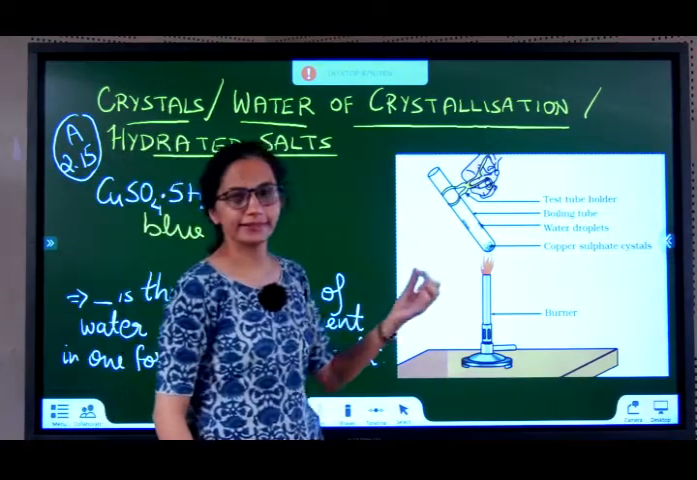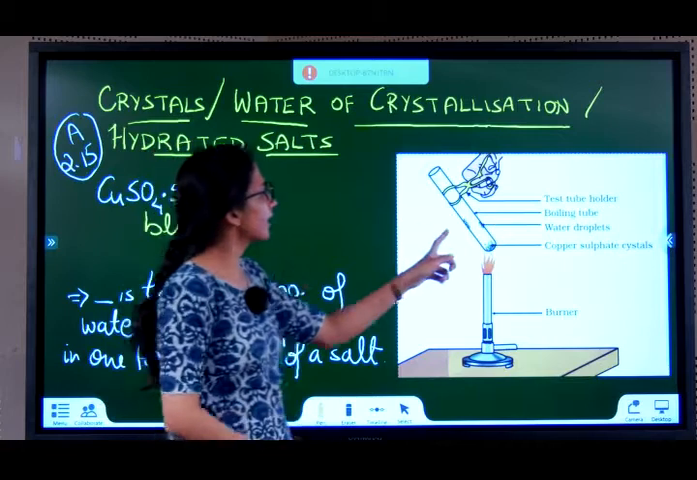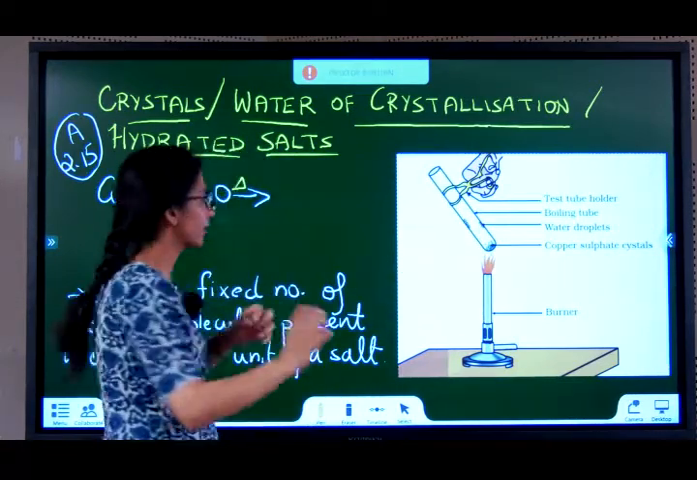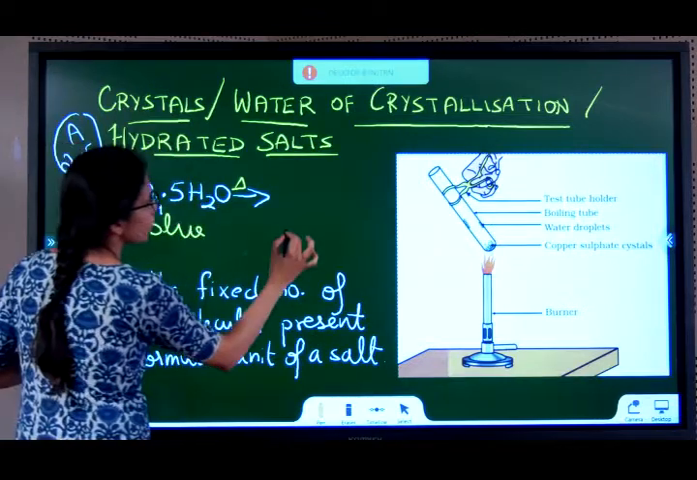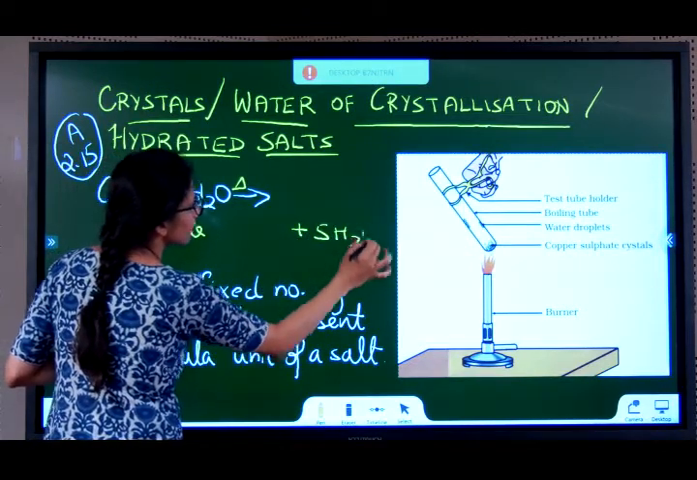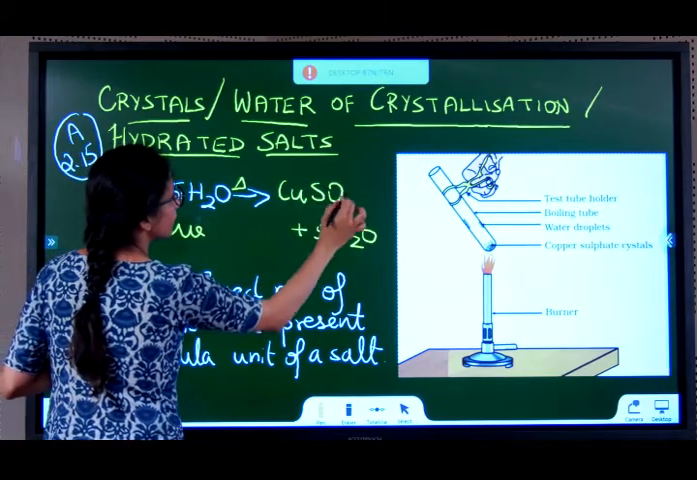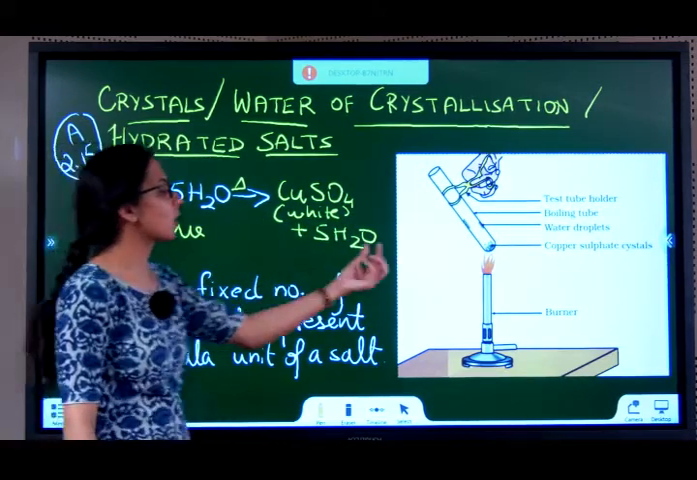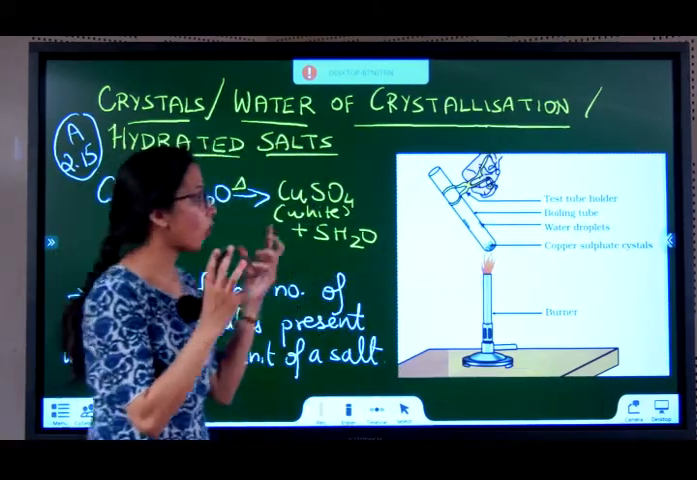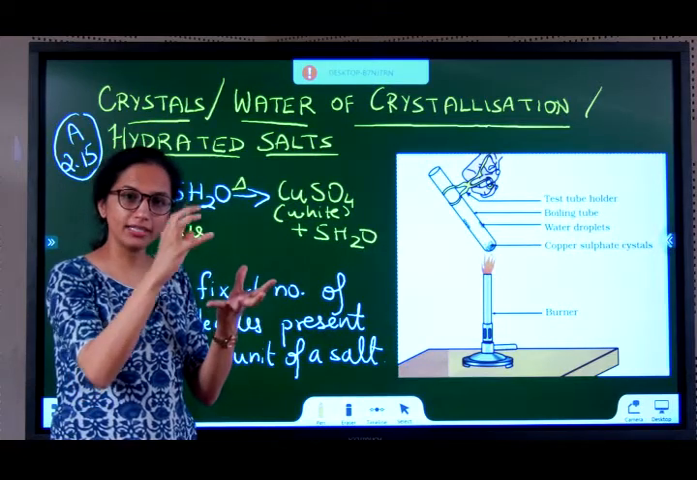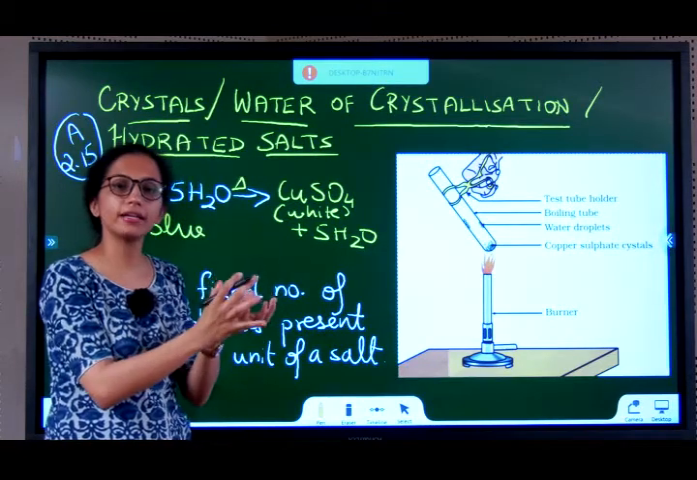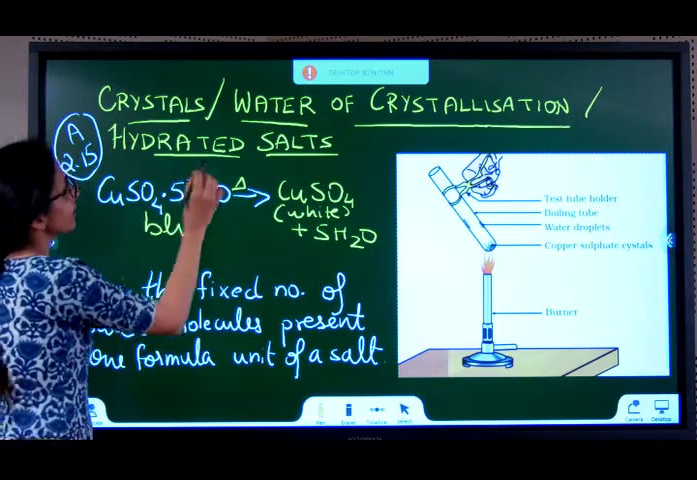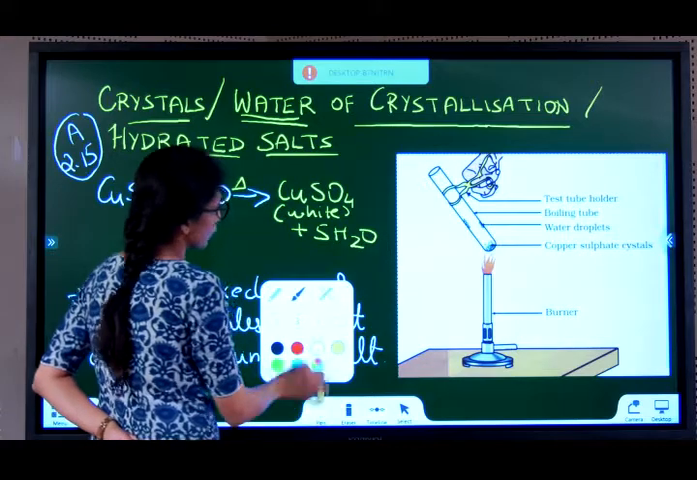I heat it. You will observe there are water droplets forming here. That means water is coming out. This 5H2O will come out. What is left? CuSO4, which is a white or colorless salt. You can say white salt. So the salt here turns white. So what are these crystals? When water is there with it, those salts look like they are crystals. That is what adds color to the salt. So you can say water of crystallization.